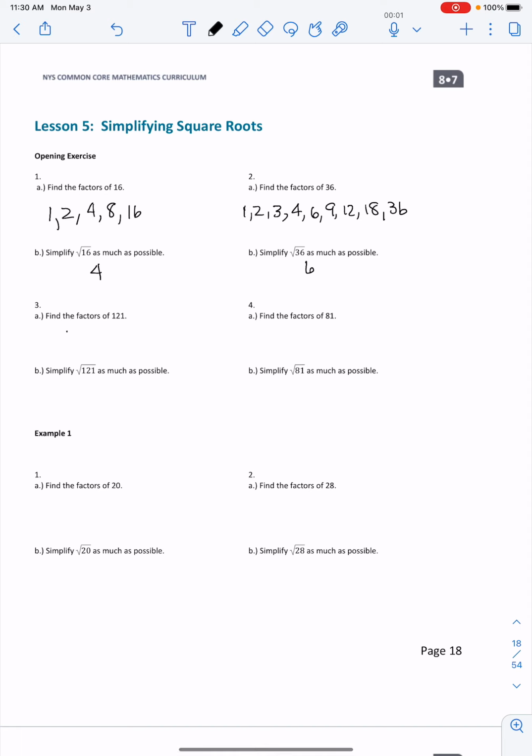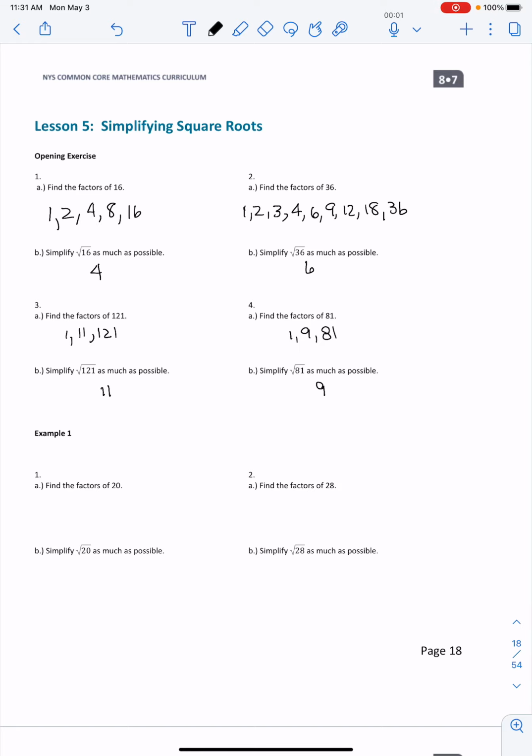So the next thing for number 3, it says find the factors of 121. That would be 1, 11, and 121. The factors of 81 would be 1, 9, and 81. So to simplify the square root of 121 would be 11. And to simplify the square root of 81 would be 9.